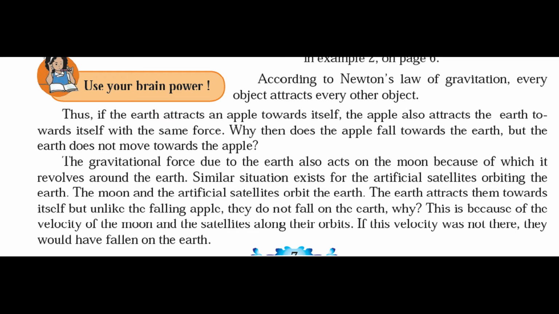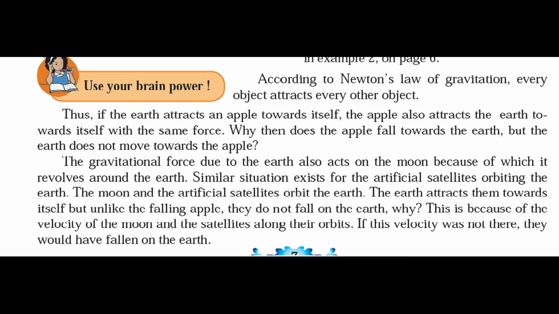Now, a small brain teaser here. According to Newton's law of gravitation, every object attracts every other object. Thus, if the Earth attracts an apple towards itself, the apple also attracts the Earth towards itself with the same force. Why then does the apple fall towards the Earth, but Earth does not move towards the apple?